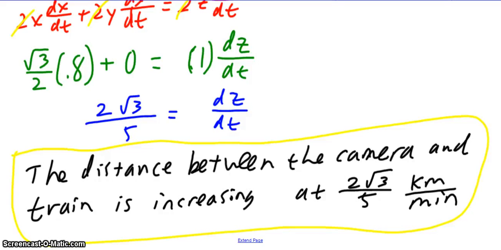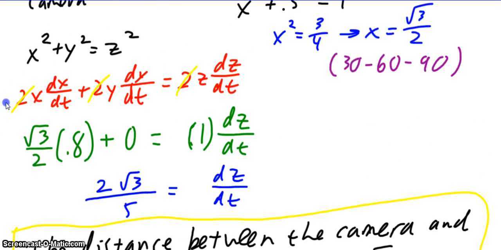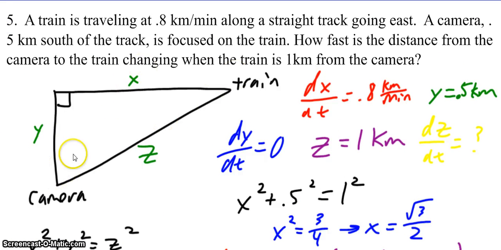Okay, so the distance between the camera and the train is increasing at 2 root 3 over 5 kilometers per minute. So how do we come up with that? Well, I drew my right triangle here. So this is the train. Here's the camera. Here, this distance y is 0.5 kilometers. Sorry, the 0.5, it's hard to read on my display here, but should be easier on your worksheet. X is the train, and z is the distance from the train to the camera.